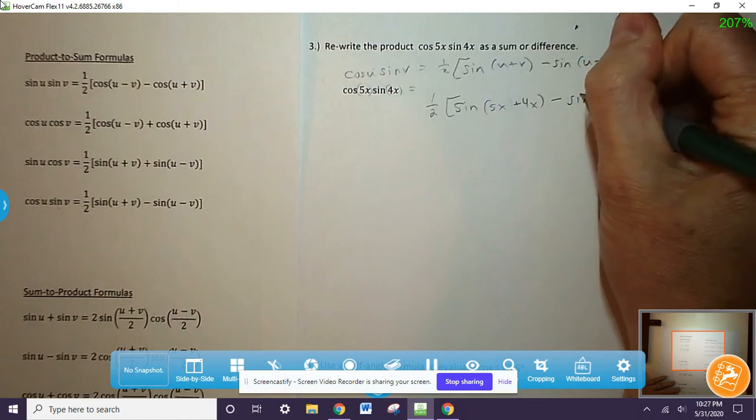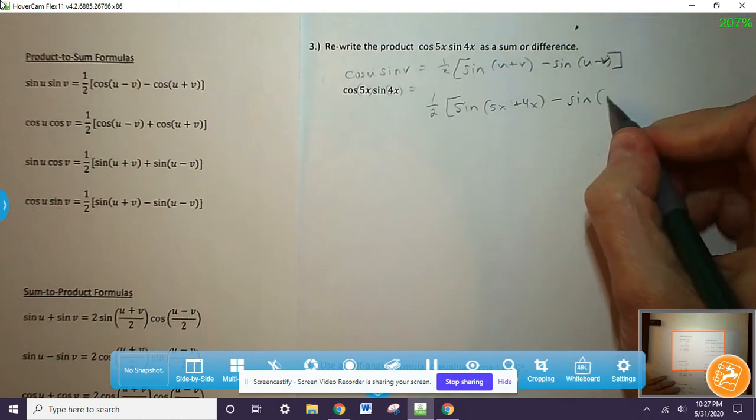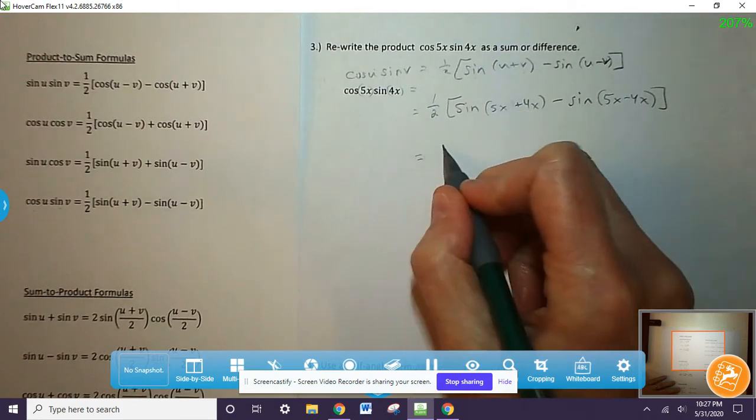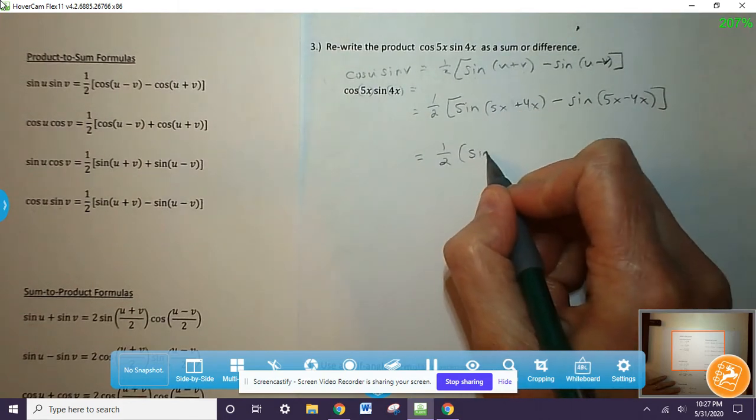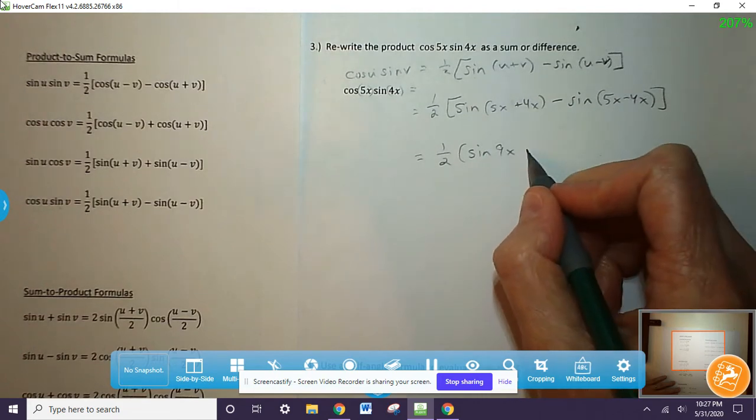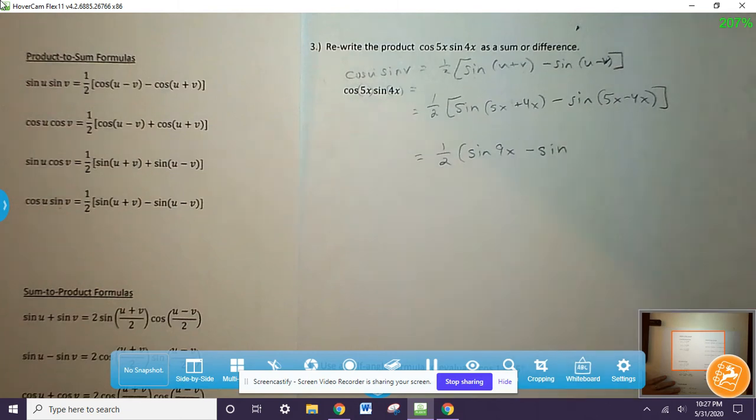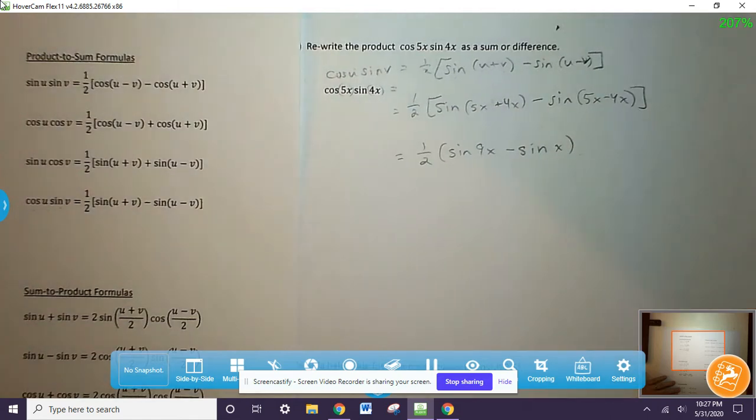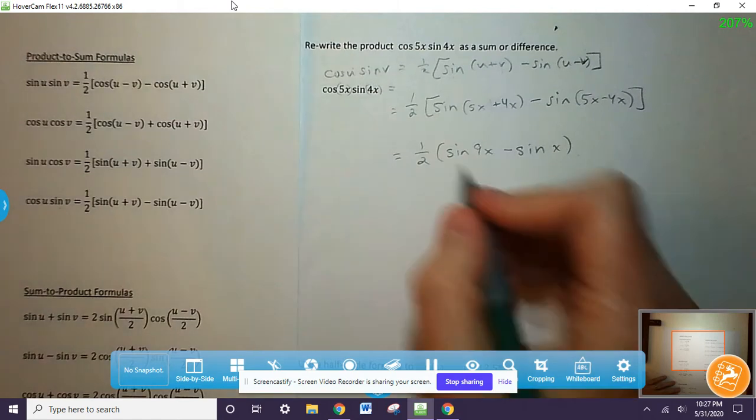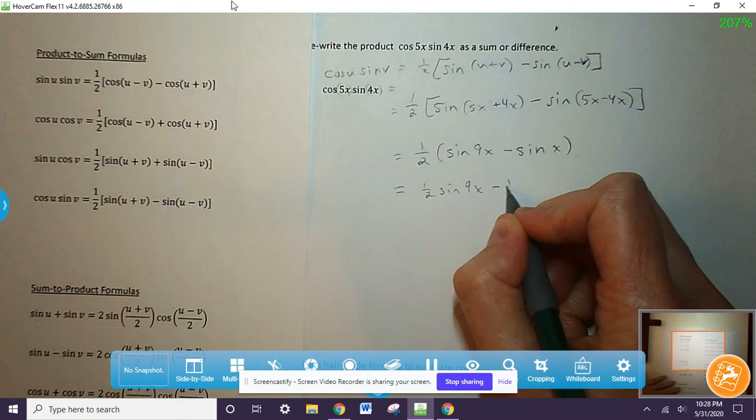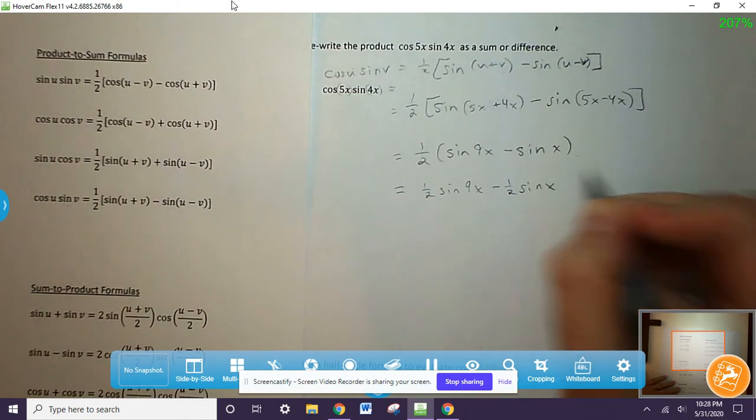And then over here, I have u minus v, so it's 5x minus 4x. So I'm going to have sine of 9x. You can have parentheses around the 9x or not. It doesn't matter either way. And then I have minus sine of 1x or just x. You can distribute the 1/2 if you like. I'm going to go ahead and do that. And I have 1/2 sine 9x minus 1/2 sine x. And that's my final answer.